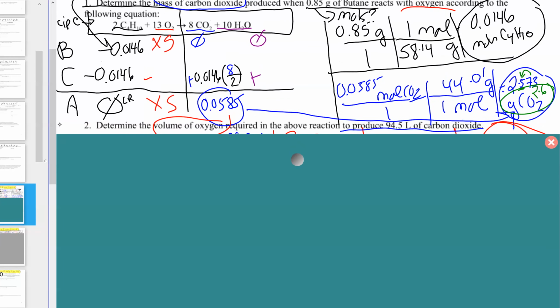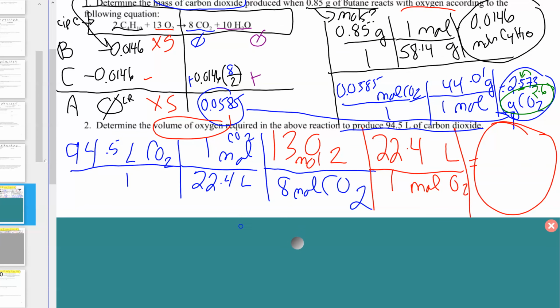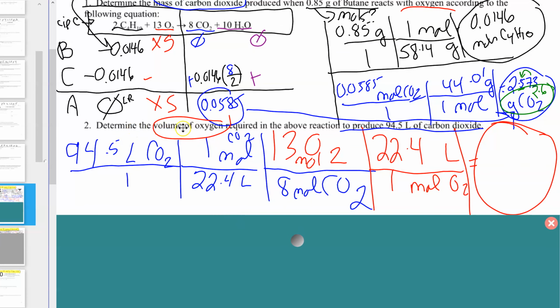You could totally do this problem using your BCA table, but I'm going to show you the longer factor labeling way. So let's figure out each step. So determine the volume. This is unknown. So this is your unknown to produce 94.5 liters of CO2. This is your known right here.